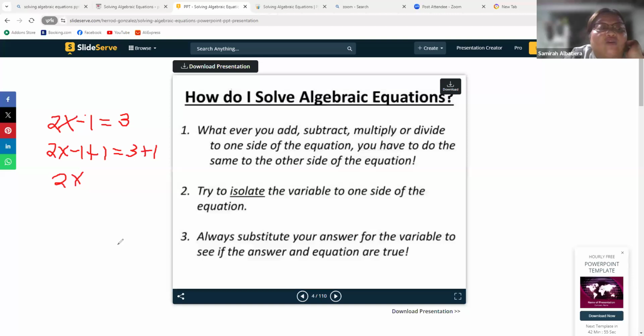2x is actually a term composed of a coefficient and a variable. So you are actually trying to find the value of x here.